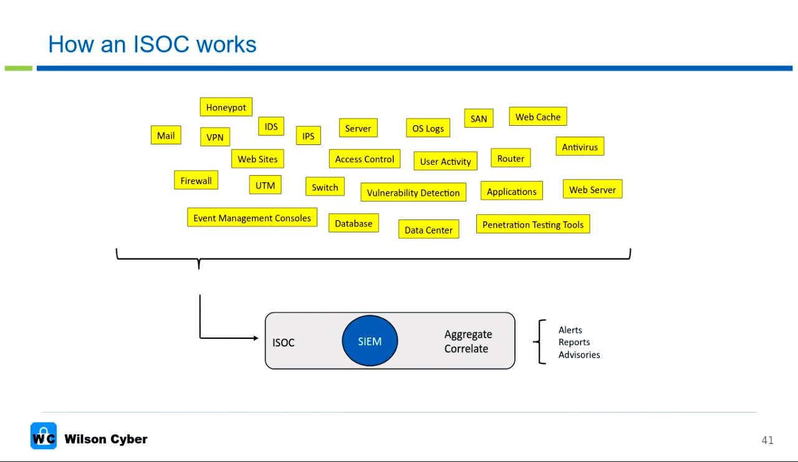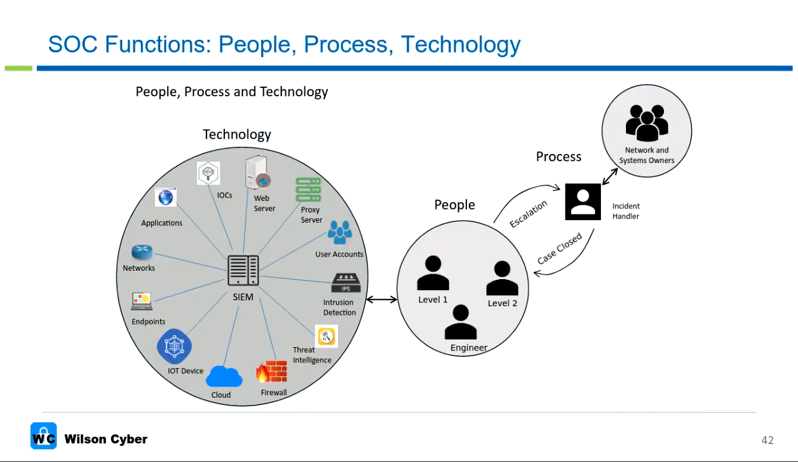From a people, process, and technology perspective, we have all kinds of different technologies that report back to the SIEM: indicators of compromise, web servers, proxy servers, user accounts, intrusion detection, threat intelligence, firewalls, clouds, Internet of Things devices, endpoints, networks, applications, etc., all aggregated information into a SIEM.